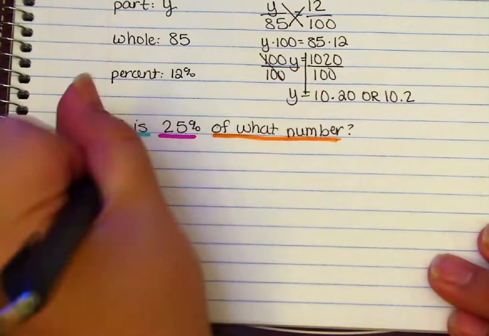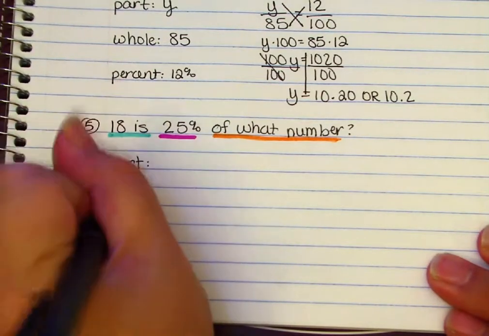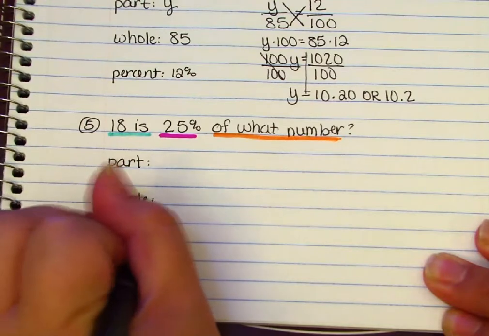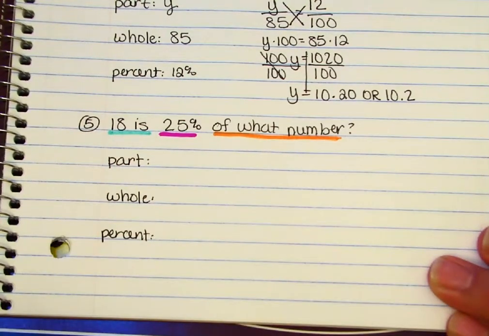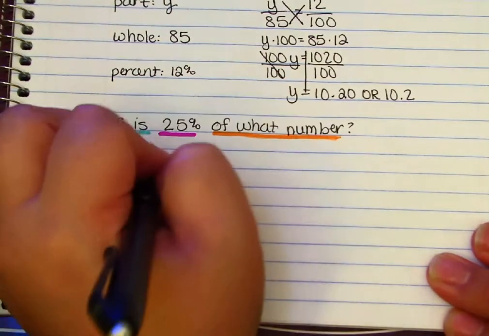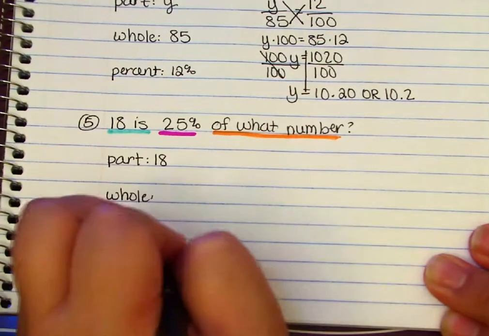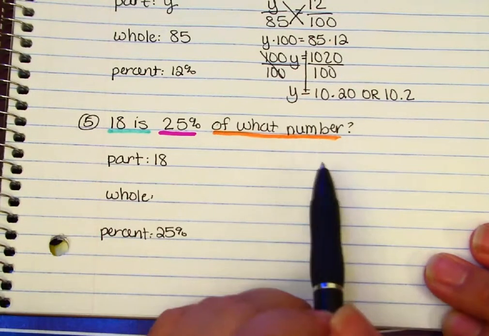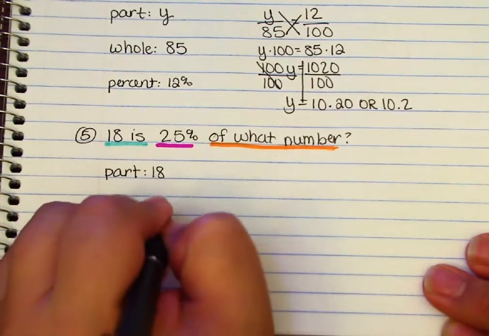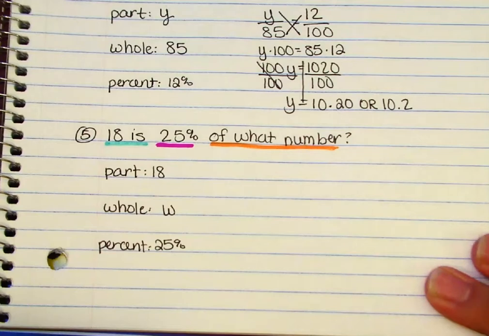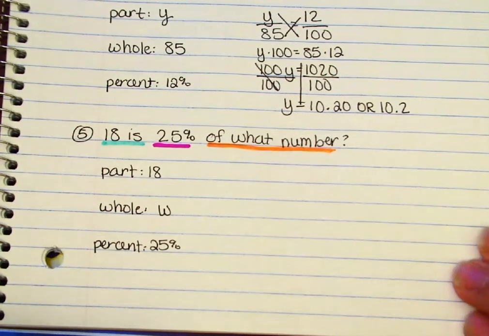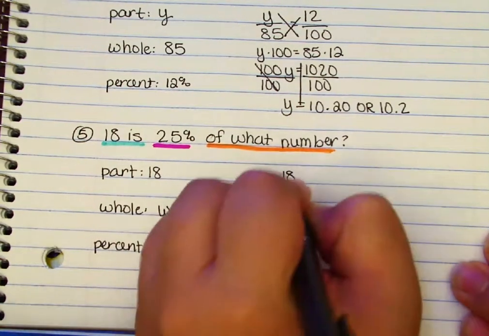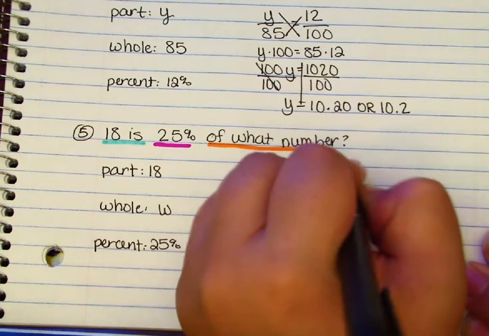So part, whole, percent. Okay, the part, well, it says 18 is, so that one's not too bad. My percent, 25. Now, my whole, well, see how it says of what number? That means we don't know it, so we have to give it a variable. Let's give it a W. We're going to give it a W today. Okay, part over whole equals percent over 100. Sorry about that stammer. So 18 over W equals 25 over 100.